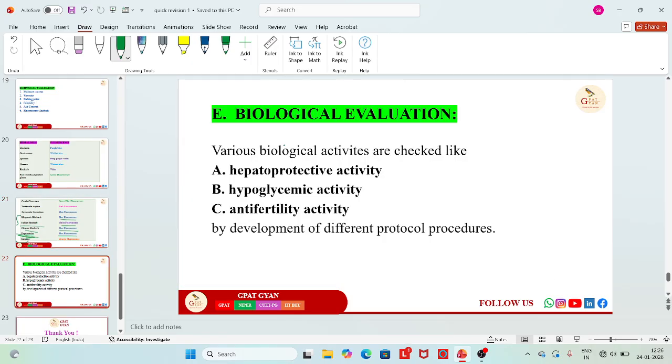So these are the fluorescence portion, and last here comes the biological evaluation. The biological evaluation is checked by the hepatoprotective activity. Basically the pharmacological actions are mostly determined by the drugs, and this is related to the biological evaluation. This is not that much important, but if you want to know, you can pursue it from the textbook.